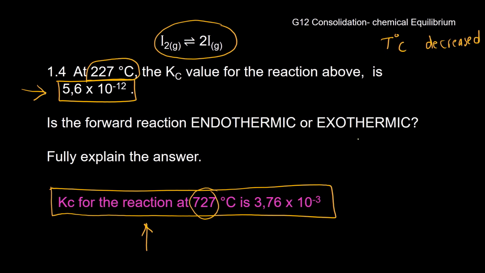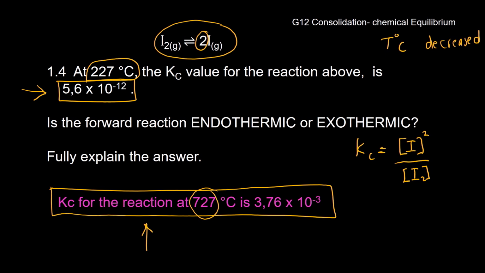What about Kc? Well, our Kc expression for this particular reaction is going to be the concentration of I squared. Remember, that comes from the number of moles, the coefficient in front, divided by the concentration of I2. So these are the products divided by the concentration of the reactants. So that is the specific Kc expression for this reaction.